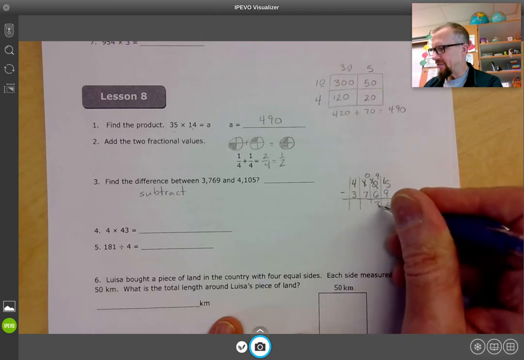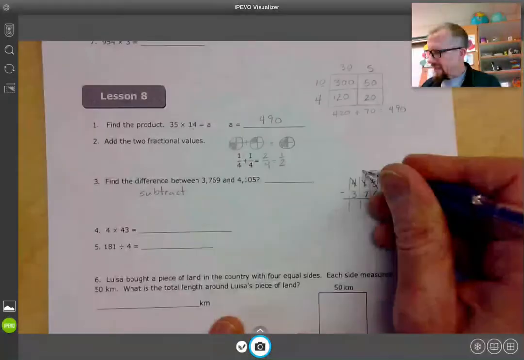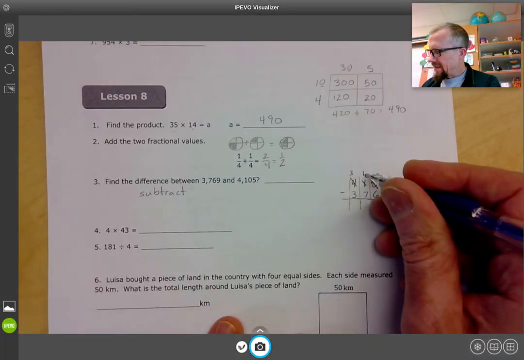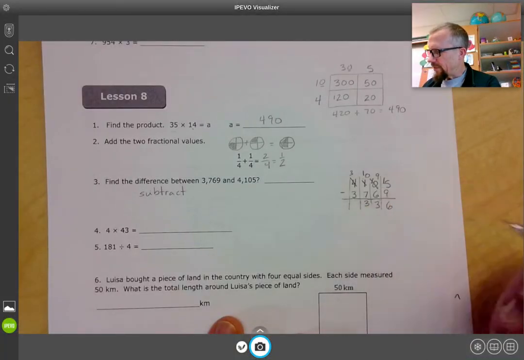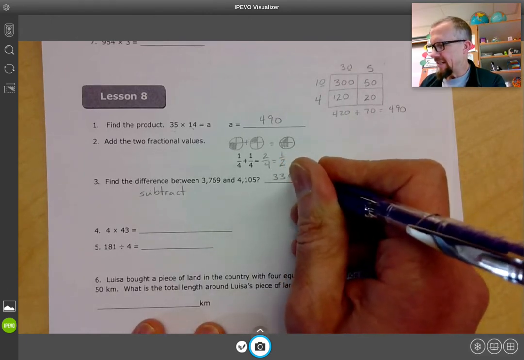9 minus 6 is 3. Oh, I've got this problem again. I'm going to regroup one last time. 10 minus 7 is 3. 3 minus 3 is 0. So, 336.